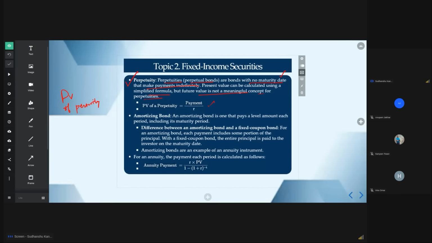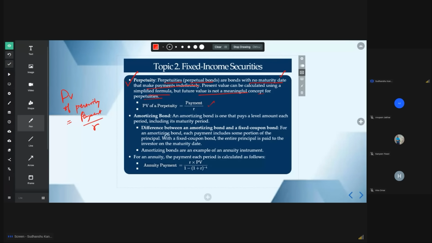Okay, fine. Perpetuity is equal to payment divided by R. We'll figure out, guys, what is happening here. Tomorrow onward, this will not be a problem. I don't know what is going on.